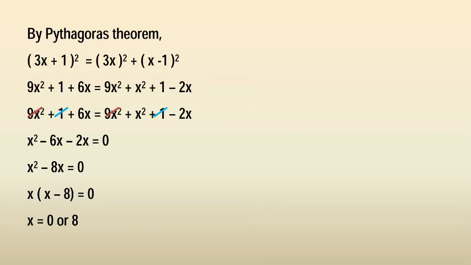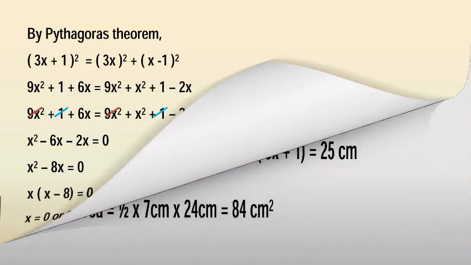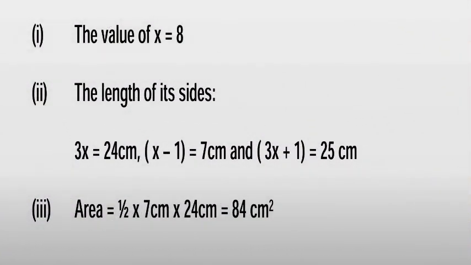After simplification, the value of x will be equal to 0 or 8. 0 cannot be possible, so consider the positive value, it is 8. In the question, it is clearly mentioned to find three sub-questions. So represent your answer in the same way. Sub-question 1, the value of x is equal to 8. Sub-question 2, length of its sides. So 3x, that means 24, x minus 1, that means 7 centimeter, 3x plus 1, that means 25 centimeter, and area.